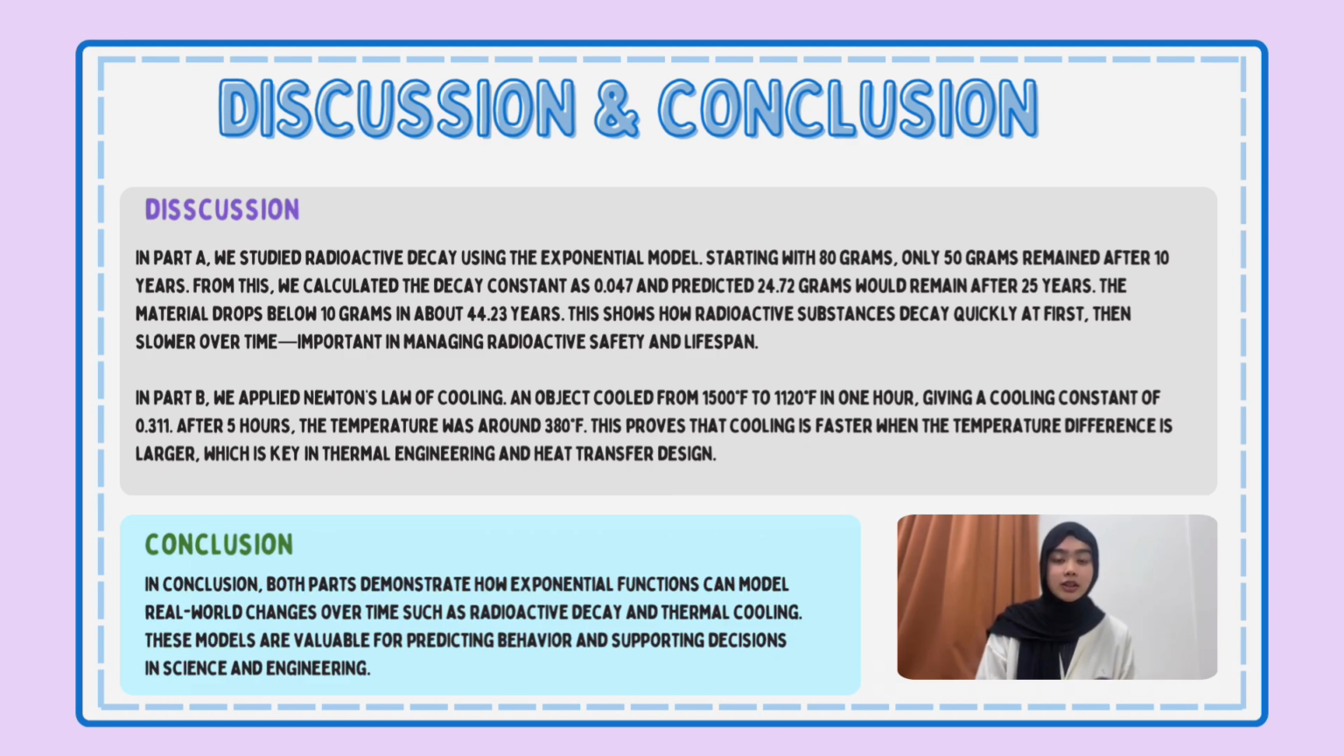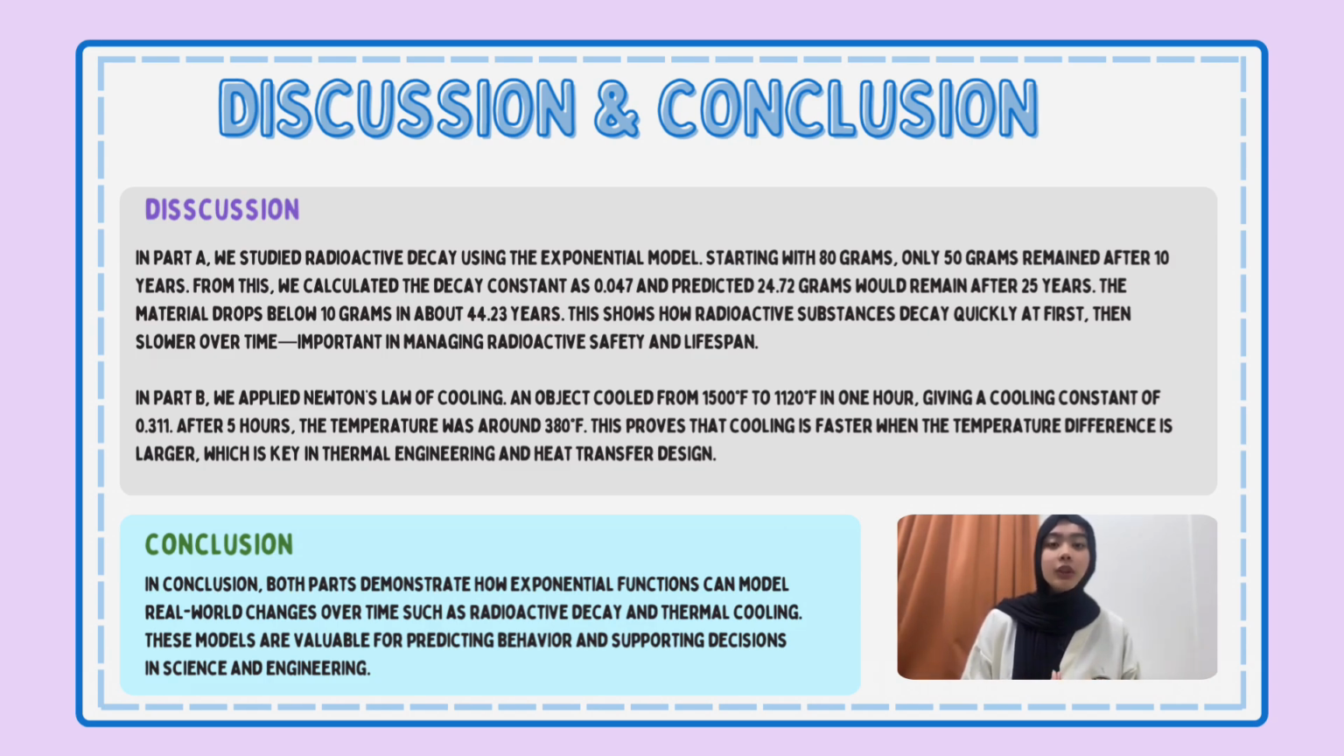Next, for discussion and conclusion. In part A, we studied radioactive decay using the exponential model. Starting with 80 grams, only 50 grams remain after 10 years. From this, we calculate the decay constant as 0.047 and predict 24.72 grams will remain after 25 years. The material dropped below 10 grams in about 44.23 years. This shows how radioactive substance decay quickly at first, then slow over time.